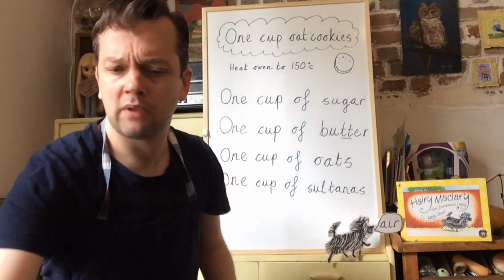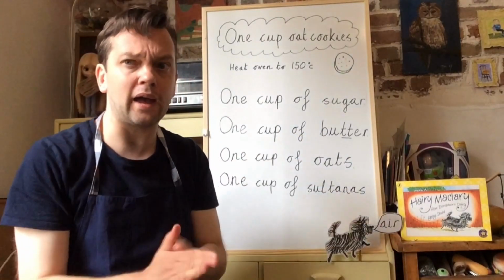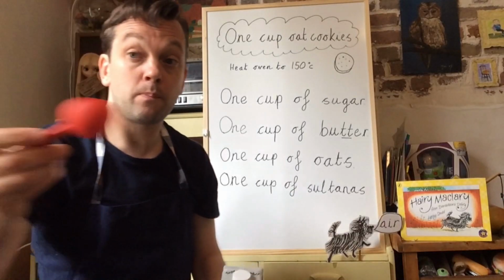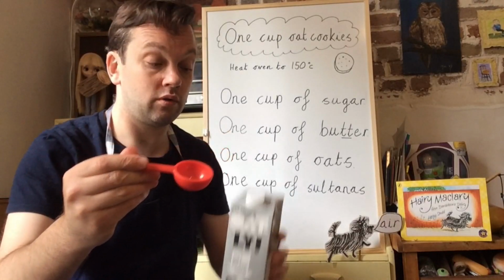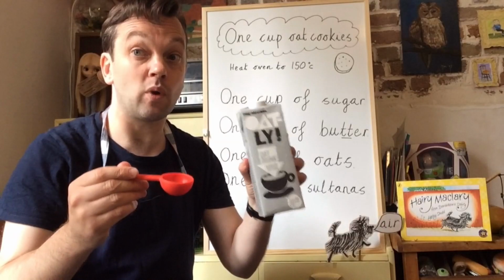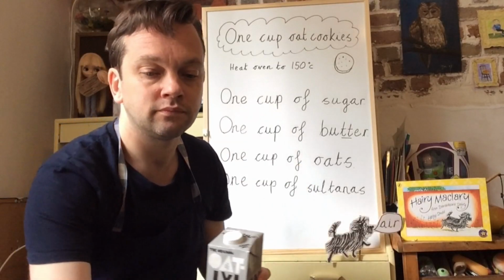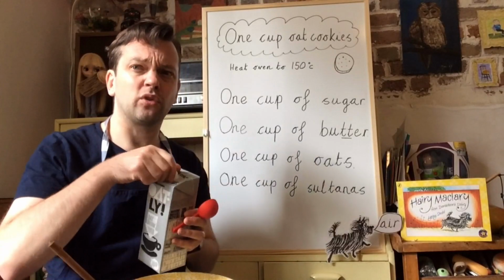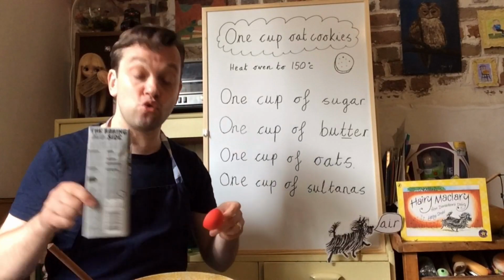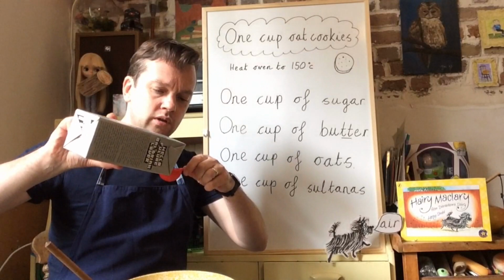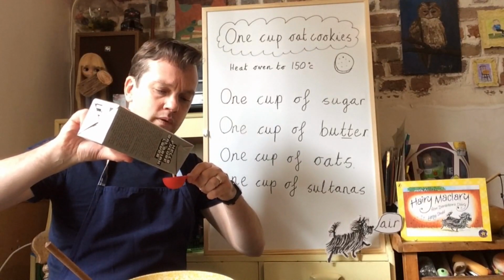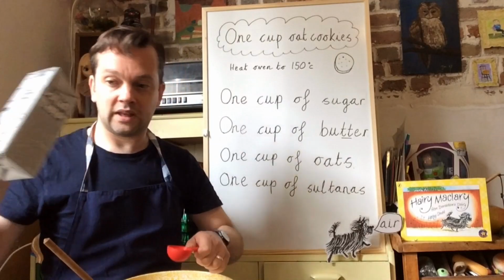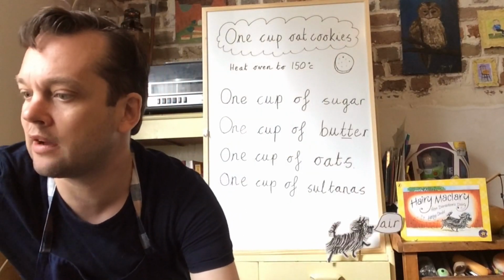Yep, looking good. Now we also need to add 1 tablespoon of milk. Okay, 1 tablespoon of milk. So not 1 cup, but 1 tablespoon of milk. So we can write 1 spoon of milk. Careful, careful. There we go. In it goes. Now we need to write that down, don't we?